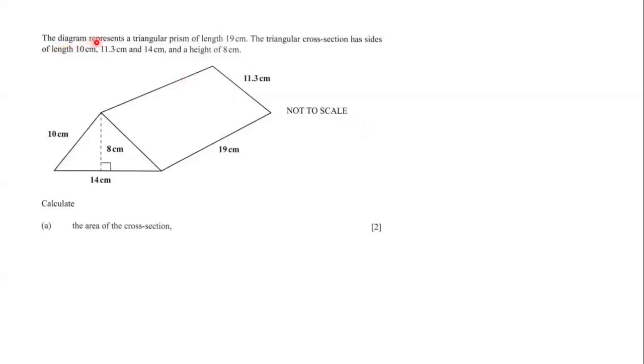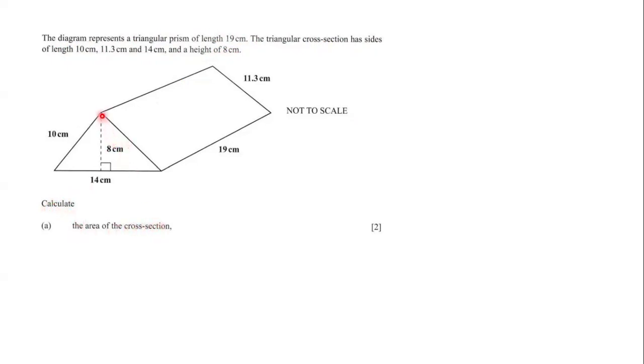The diagram represents a triangular prism of length 19 centimeters. The triangular cross-section has sides of length 10 centimeters, 11.3 centimeters, and 14 centimeters, and a height of 8 centimeters. And here, the question states, calculate the area of the cross-section.